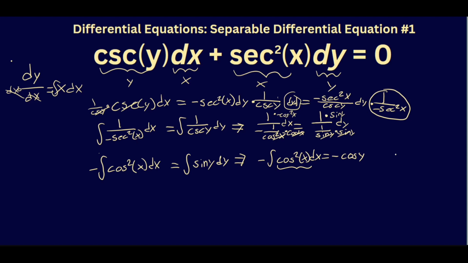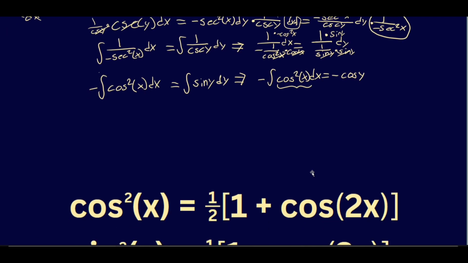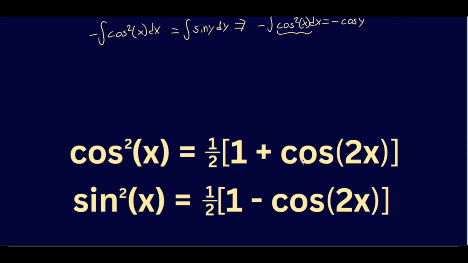So what can we do here? When we have an even power, what can we do? Right, down here, you might have remembered our power reduction formulas. And I have them both here, both cosine squared and sine squared. Now, the reason I don't have the tangent squared here is because it's pretty easy. If you remember, tangent is just sine over cosine.